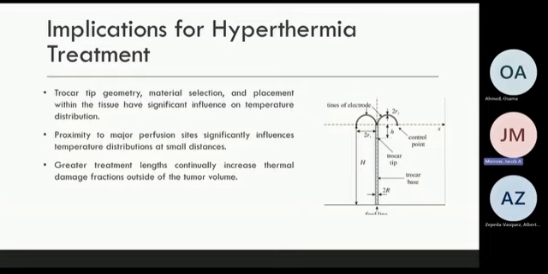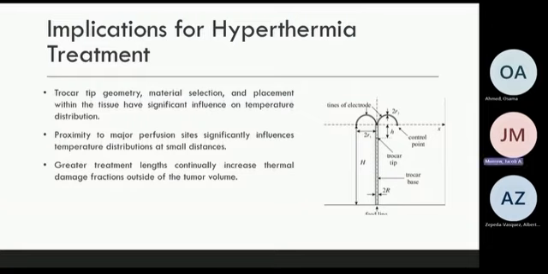However, when the artery was moved closer, the perfusion at the artery altered the distribution of damage near the boundary. This demonstrates that great consideration should be given to the location of the trocar within the tissue during treatment planning, specifically to the proximity to major perfusion boundaries.